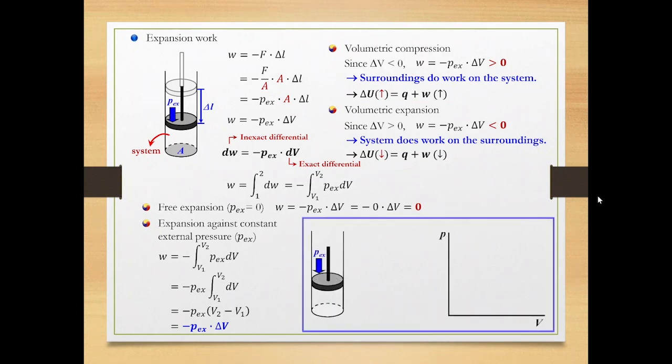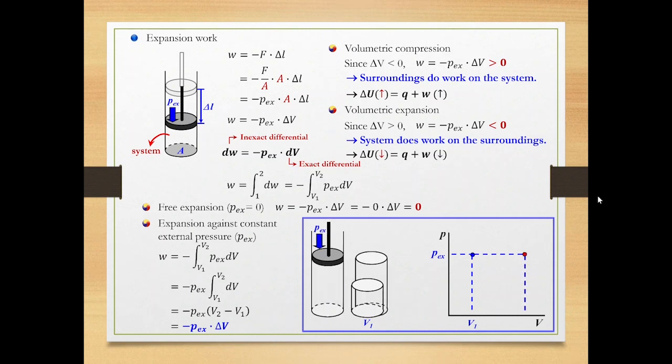This is an animation illustrating a volumetric expansion against constant external pressure. This is the initial volume of the system before expansion, which is denoted by V1. A blue dot on the PV plot represents the initial state of the system. Now, the volume of the system is expanding against constant external pressure. The final volume after the expansion is denoted by V2. A red dot on the PV plot represents the final state of the system.